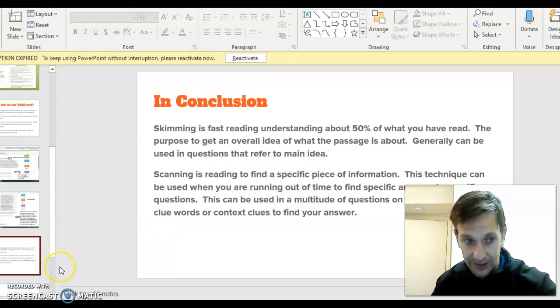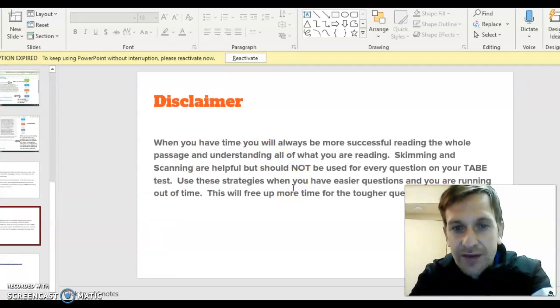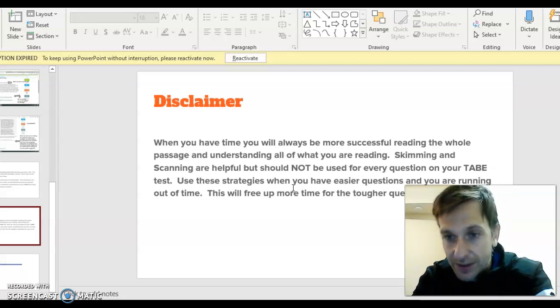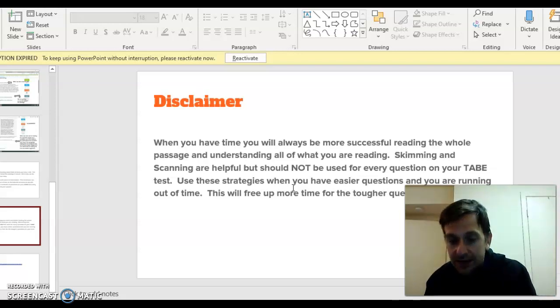All right, now here's the key, right? Disclaimer. When you have time, you will always be more successful reading the whole passage and understanding all of what you're reading. Skimming and scanning are helpful, but should not be used for every question on your test. Use these strategies when you have easier questions and you are running out of time. This will free up more time for tougher questions. This is a skill we use sparingly. Okay? I can't reiterate that enough.